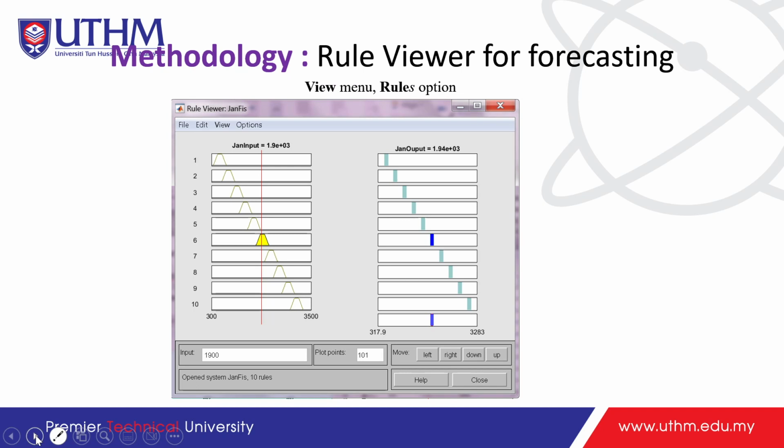And then to view the forecast, we can use the rule viewer. We have ten data points there. So if we input one data point, the output is here. This is the generated output.